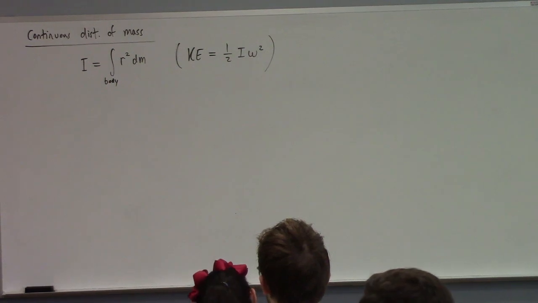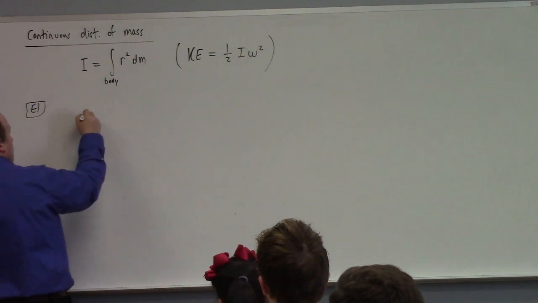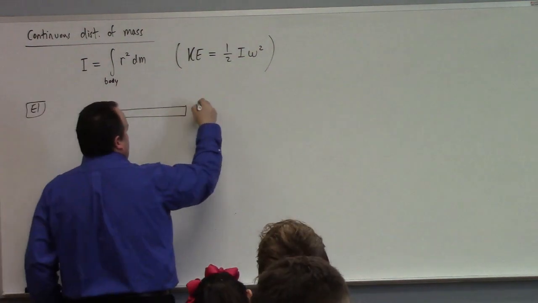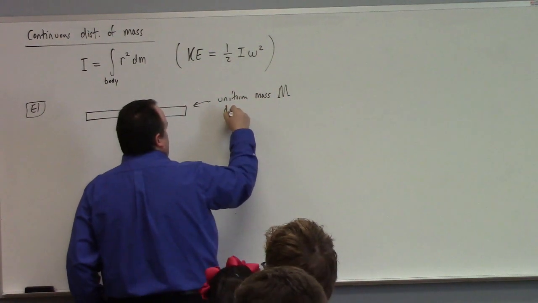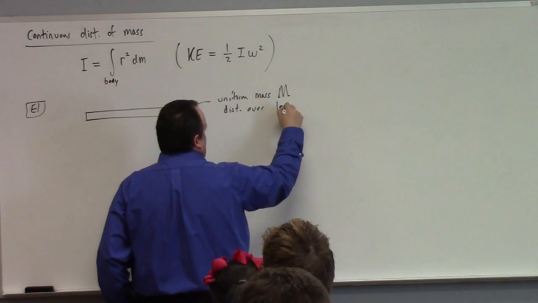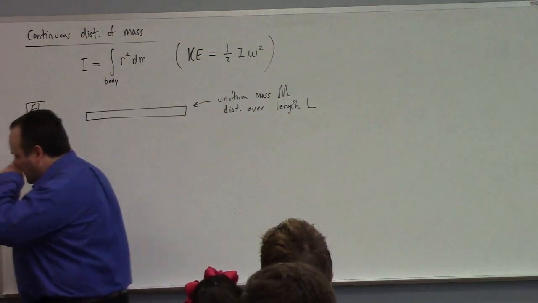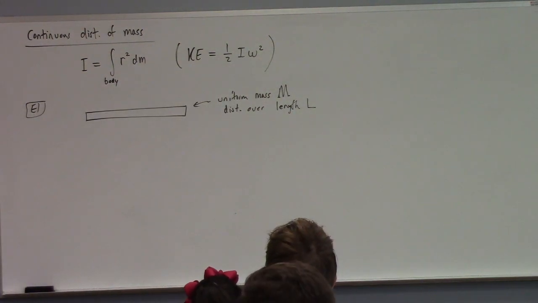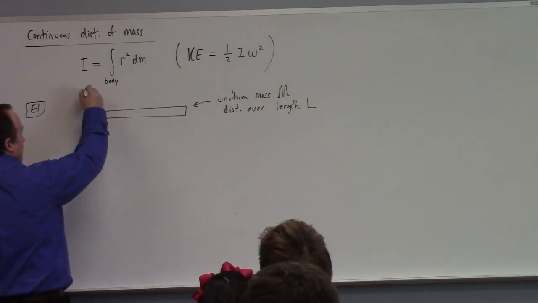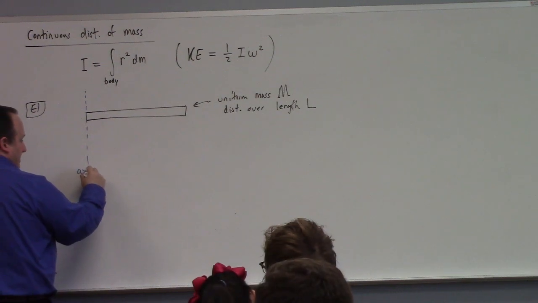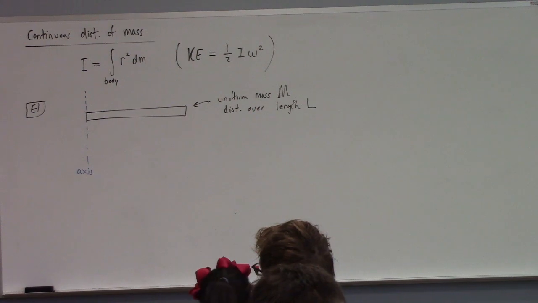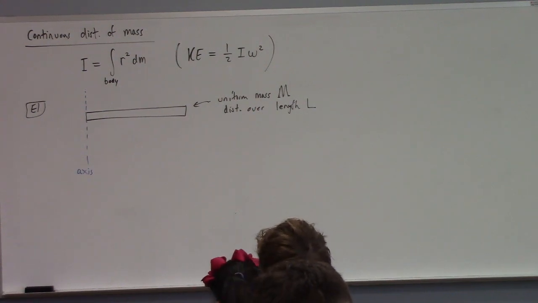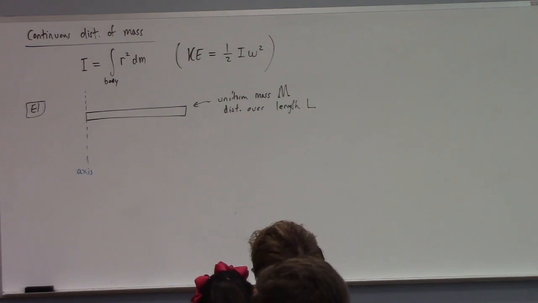So let's start with example 1. Suppose we have a uniform mass m distributed over length L. We're going to imagine, to start with, rotating it around the end. Here's the rotation axis, and we want to calculate the moment of inertia. Once we're done, we can calculate how much kinetic energy is stored in, for example, a uniform baseball bat swung at a certain angular rate.